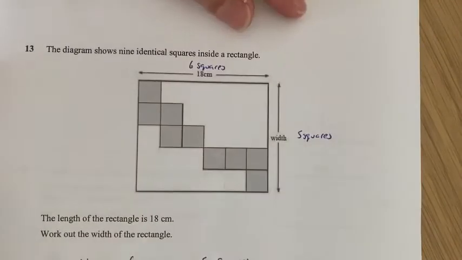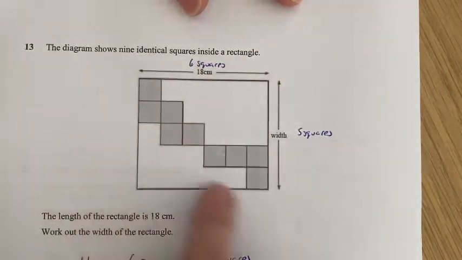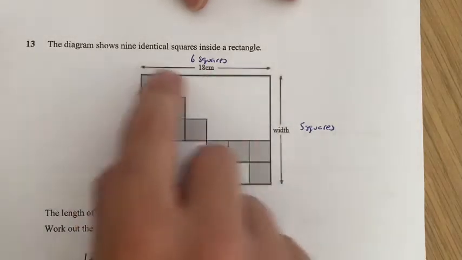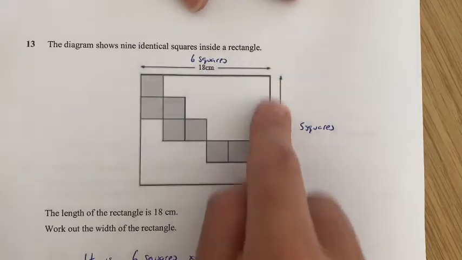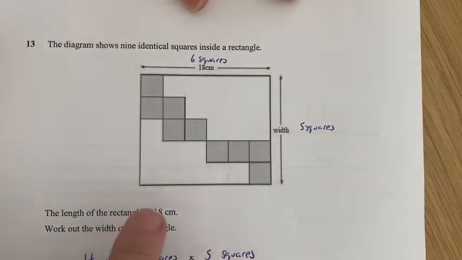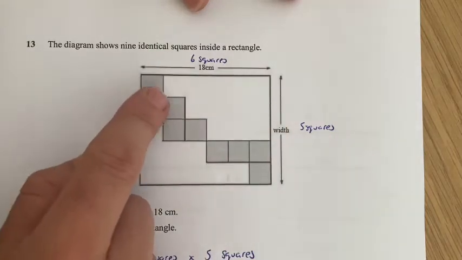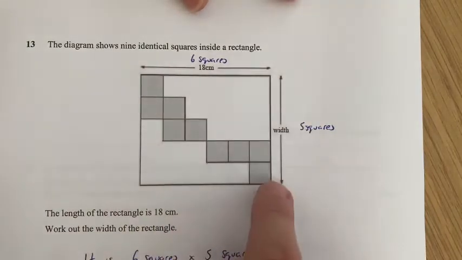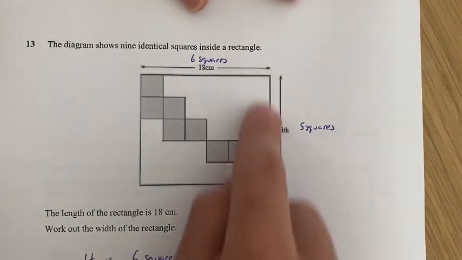Next question, 13. The diagram shows 9 identical squares inside a rectangle, and you're told that the length of the rectangle is 18 centimeters, and you need to work out the width of the rectangle. You need to work this length out here. So I can see that it is 6 squares across: 1, 2, 3, 4, 5, 6. 6 squares across, and 1, 2, 3, 4, 5 in this direction.